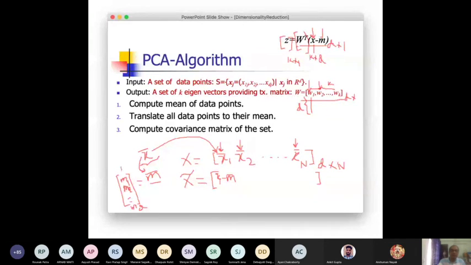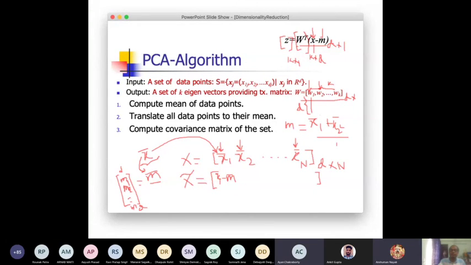So you concentrate on this representation. What is meant by the mean of these data points? How do you compute the mean? M equals, you tell me. You add all these matrices, and then you divide by n. Did you get my point?